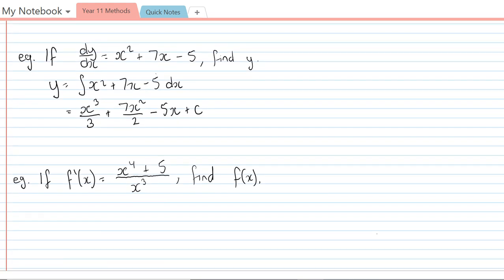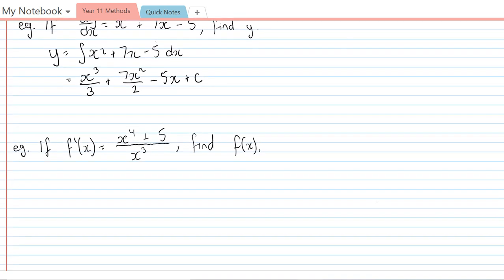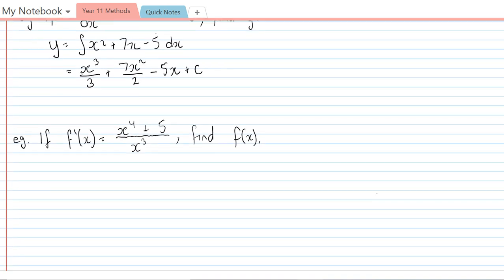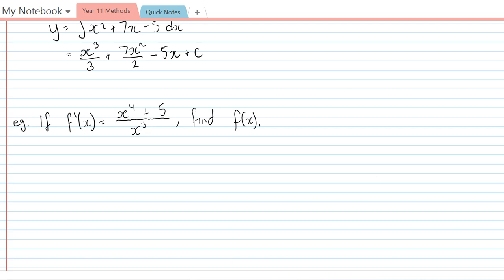The next problem: if f dash x equals x to the 4 plus 5 on x cubed, find f of x. So, to go from f dash x to f of x, I need to anti-differentiate. Alright, f of x equals the antiderivative of x to the 4 plus 5 over x cubed dx. Now the problem is that I can't work on that as it is at the moment, so I need to sort of simplify it first.